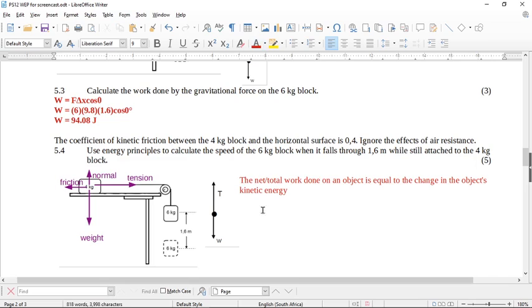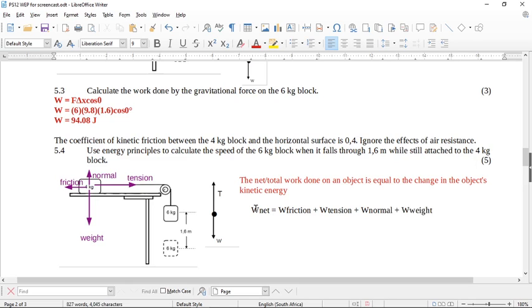So let's have a look here. The net work. How would we find the net work? We can find the net work if we look at all of the forces that are doing work here. Let's look at the 4 kilo block. We've got the work done by friction, the work done by the tension, the work done by the normal, and the work done by the weight.